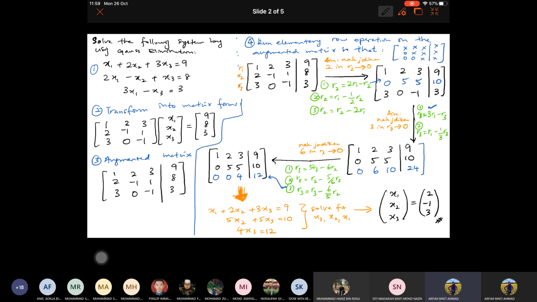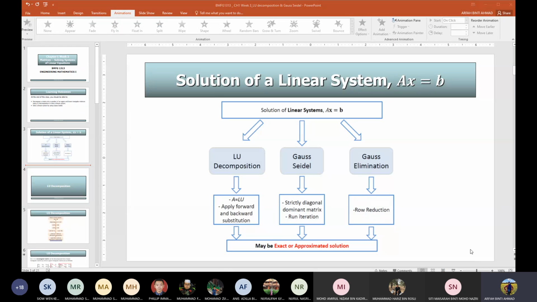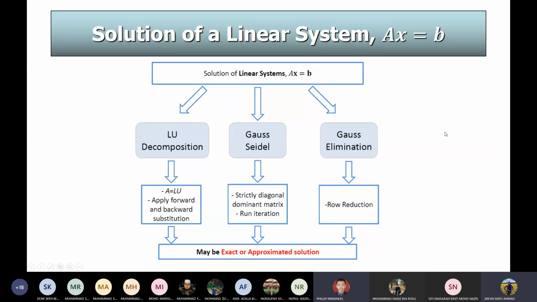Okay, this is about the Gauss elimination. So we will look at another method, which is LU decomposition. Okay, can you see the screen that I'm sharing? The LU decomposition. Yes? Okay, that's good.